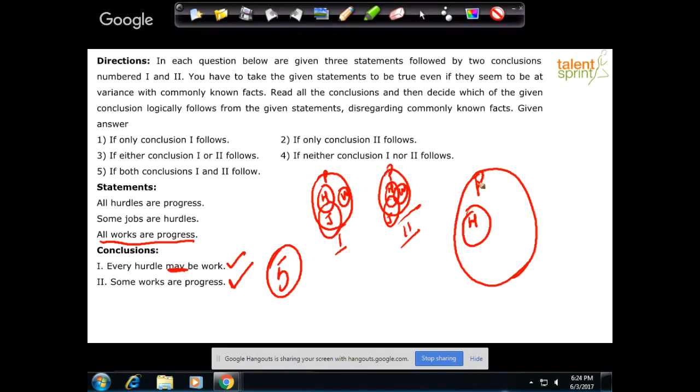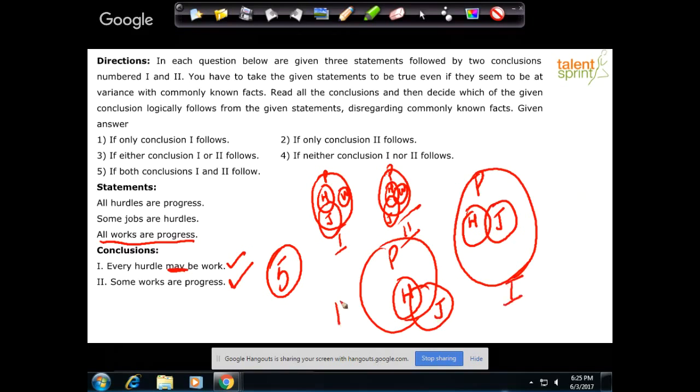Now, the minute we say some jobs are hurdles, it is possible that jobs comes like this. There is another possibility that let me draw for you guys here, that this is H, this is P, and this is J. So this is possibility 1, this is possibility 2. So it may or may not have anything in common. Remember, some jobs are hurdles.